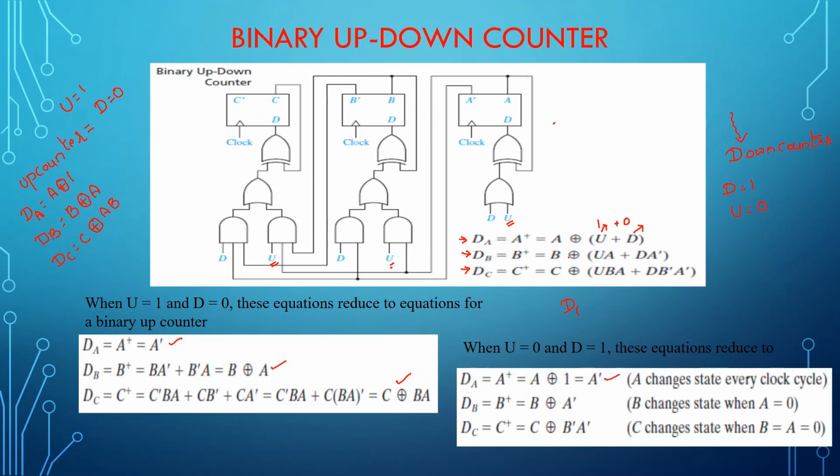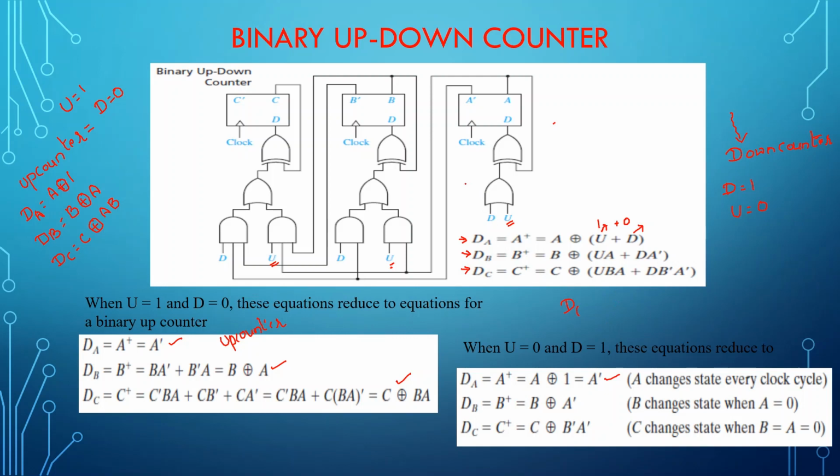Coming to this, U is made 0 and D is made 1. So it will become B XORed with A bar. Finally, the equation for DC will become C XORed with B bar A bar. So you can see the changes in the equations. If it is working as an up counter, the equation is given here. And if it is working as a down counter, the equation is given here.